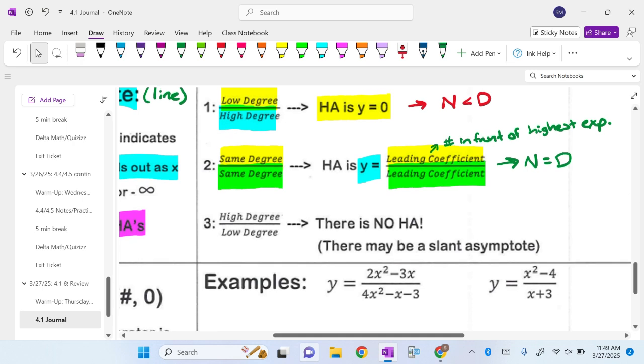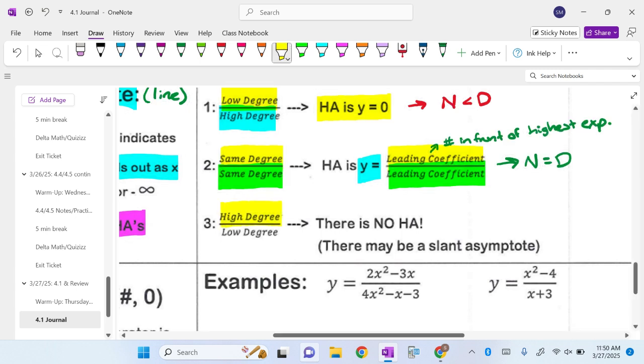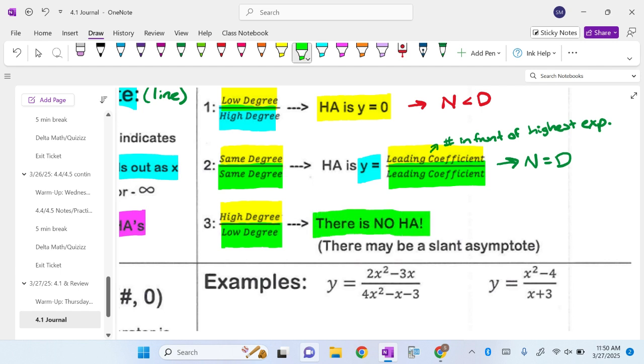And then lastly, if the degree of your numerator is higher than the degree of your denominator, there is automatically no horizontal asymptote. It doesn't exist. Now, we don't learn this in this class, but there could be a slant asymptote, which is a diagonal line that they can't cross, but we don't learn about that in this class. All right.